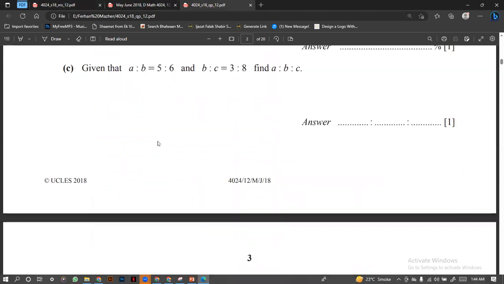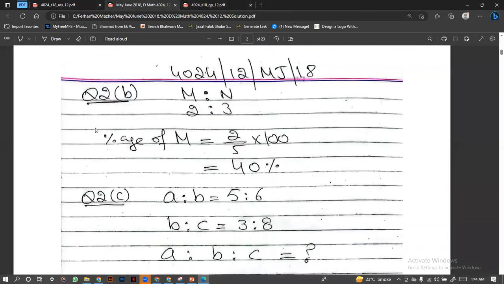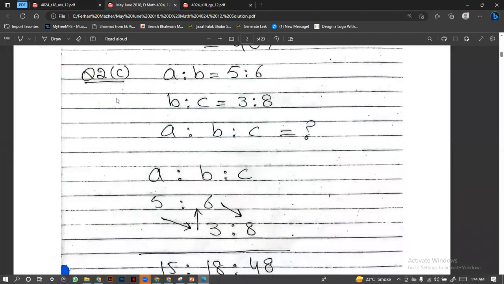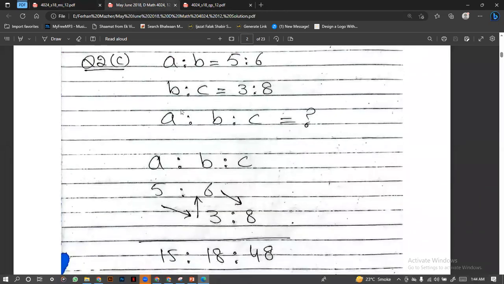Question number 2, it's C part. Given that A ratio B is equals to 5:6 and B ratio C is equals to 3:8, find the A ratio B ratio C. So I will write A ratio B ratio C, then I will write 5:6, and then below this I will write like this. So A ratio B ratio C is the question. So A ratio B ratio C, 5:6, and on the next line I will write 3:8.